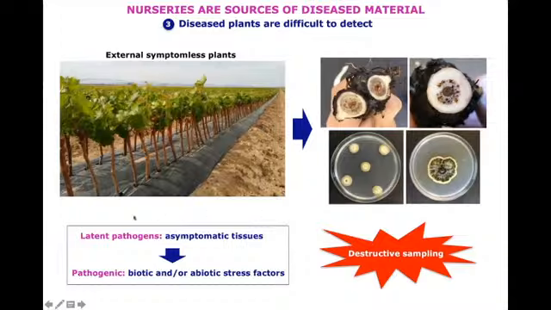It's very common to see externally asymptomatic plants. These fungi can act as latent pathogens and may become pathogenic to the grapevine following biotic and abiotic stress factors. To date, it is not possible to ensure that propagation material is free of GTD pathogens by non-destructive sampling.